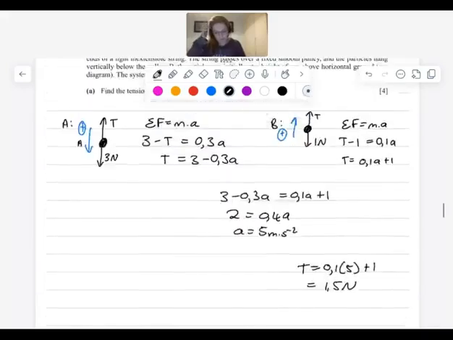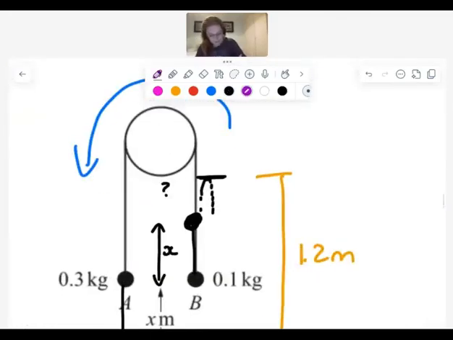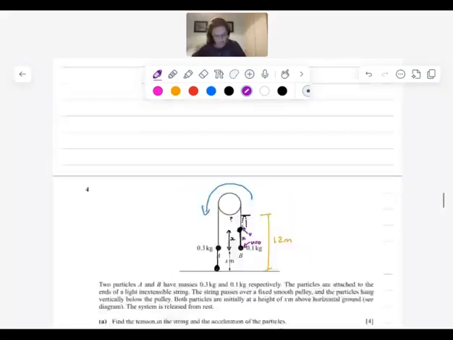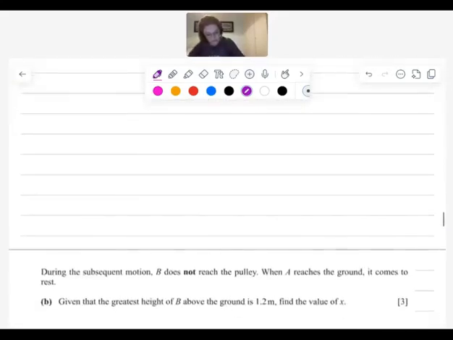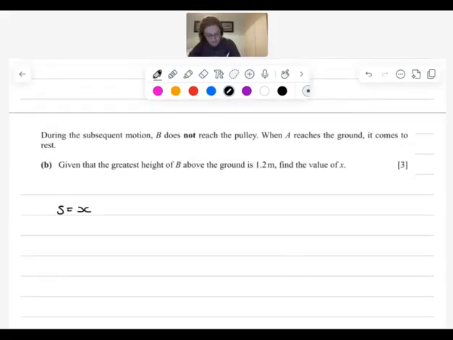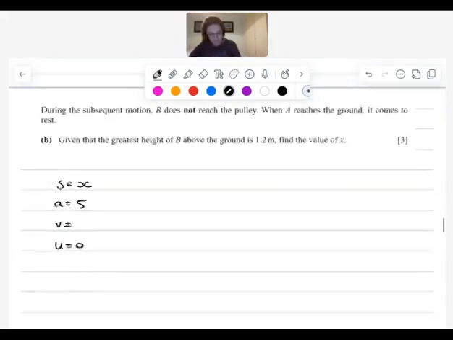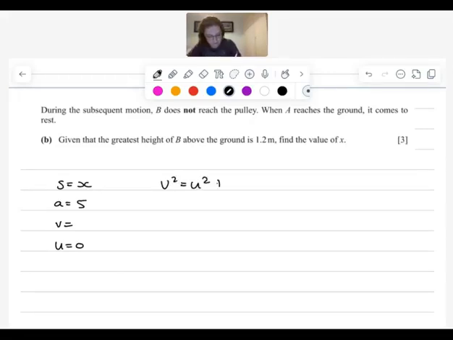First thing we have to do is work out what speed this particle is traveling at right over there. It's starting from rest, going a distance of X, accelerating at 5 meters per second squared, and we want to know the final velocity. So this is suvat. S is X, a is 5. We want to find our v, and we know our u is 0. So v squared is u squared plus 2as.